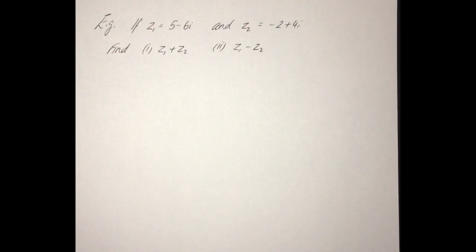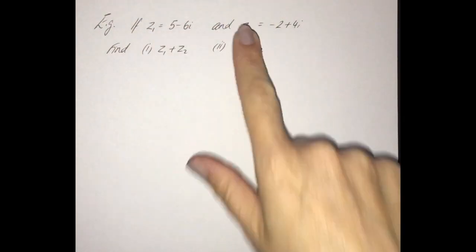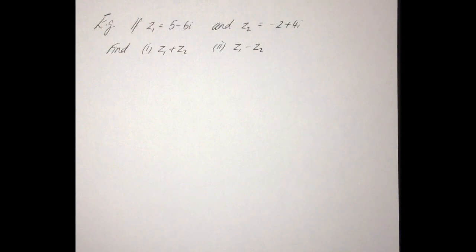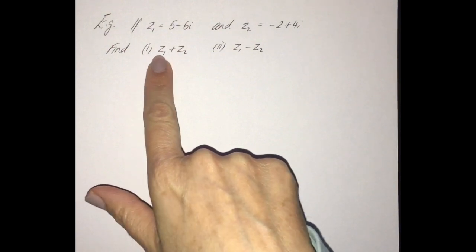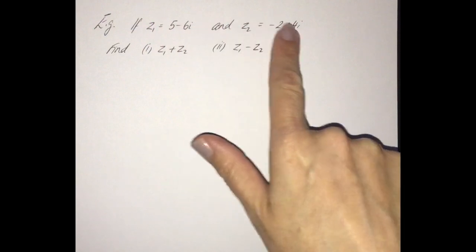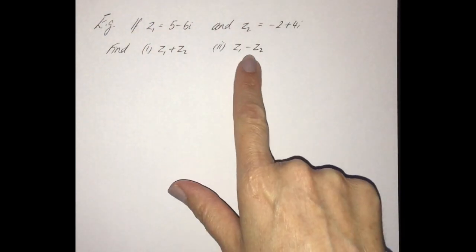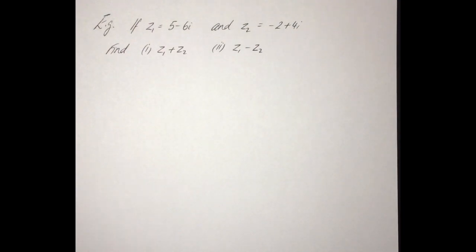Okay, so let's take a look at this question here. This question has the two complex numbers labelled Z1 and Z2. Now they often do this. They'll just put a name on the complex number or label it. So we first of all are being asked to add these two complex numbers together, Z1 and Z2, so this one added to this one. And then we're being asked to subtract the two complex numbers.